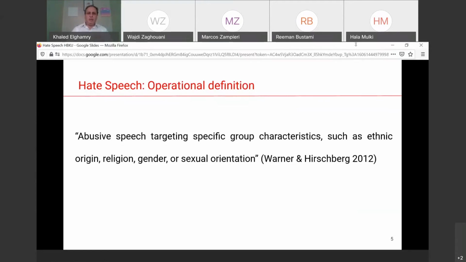I'll be using this operational definition of hate speech as any abusive speech targeting specific group characteristics such as ethnic origin, religion, gender, or sexual orientation. And this one is used from Warner and Hirschberg 2012.